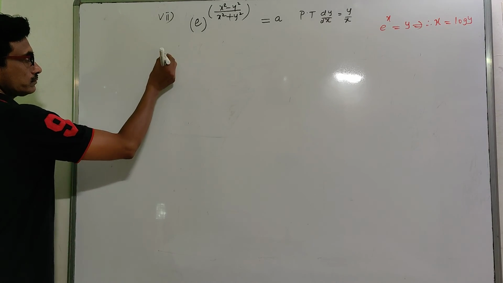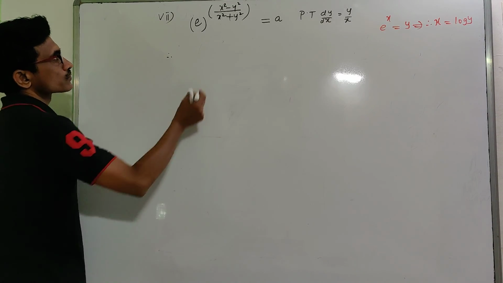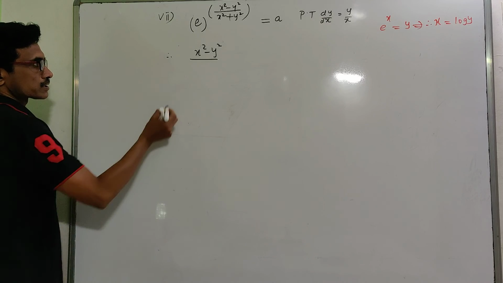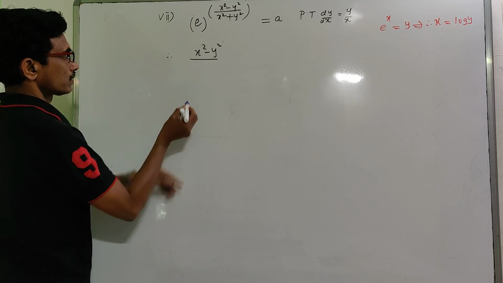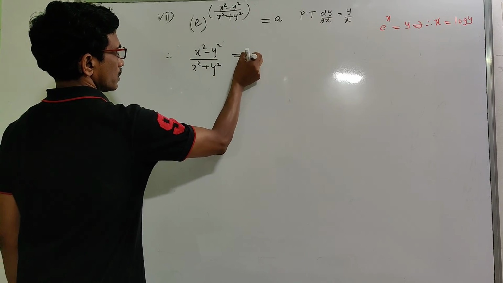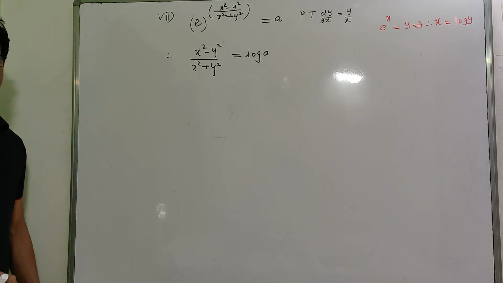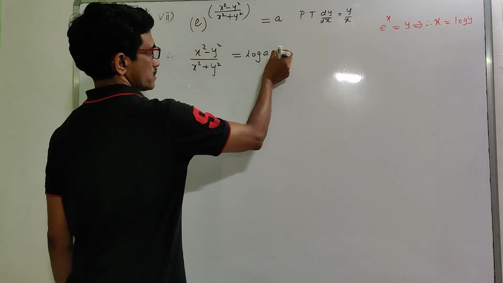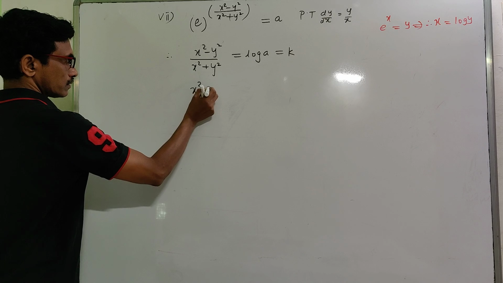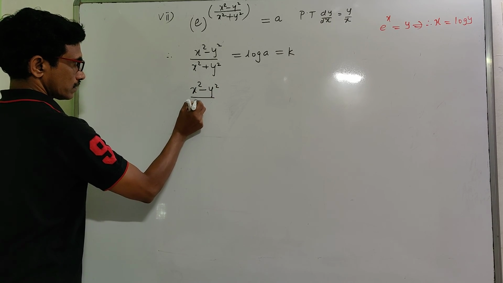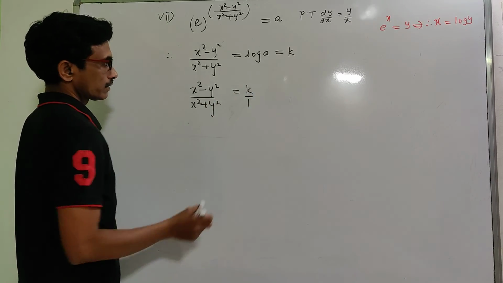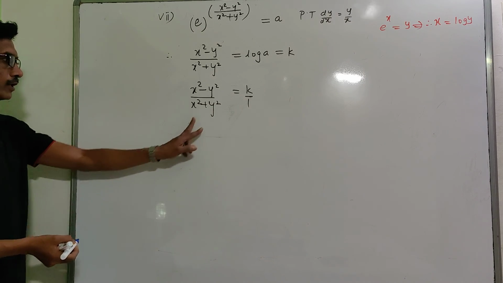Therefore x square minus y square upon x square plus y square is equal to log of a. But whatever it is, it is constant, let this be constant k. So (x square minus y square) upon (x square plus y square) is equal to k. So that can be written k upon 1. Now we use here componendo dividendo.